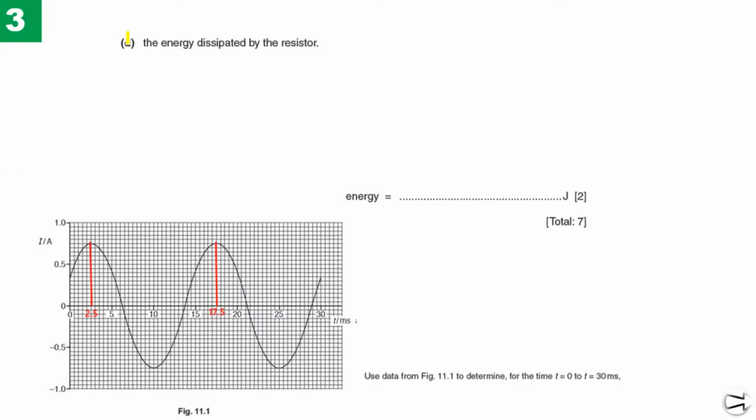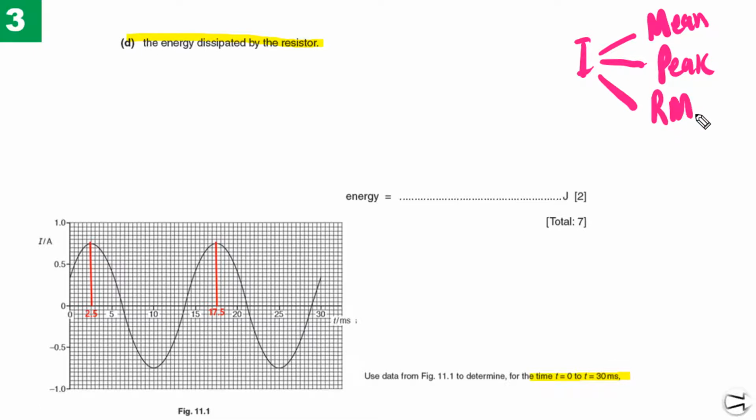For this part, we need to calculate the energy dissipated by the resistor, and the time is given to us. Time is from t equals 0 to t equals 30 milliseconds, and resistance is also given to us and current is also given. But for current, actually we have 3 different values. Those are given to us. The first value is the mean value and the mean value is equal to 0. The second one is the peak value and the third one is the RMS value.